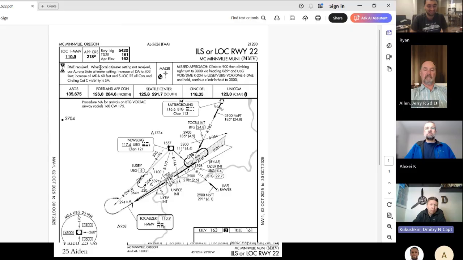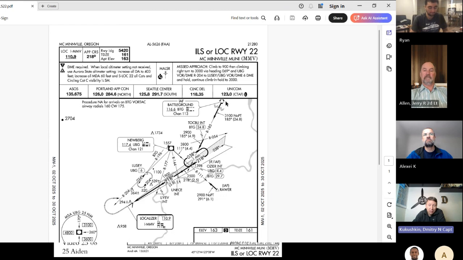We have local altimeter not received. We use Aurora and increase ADAs in this case, and nothing else that applies. Good. Also, we notice that the approach has an approach lighting system, MALSR. Good, noted. Then we start looking at the approach itself.